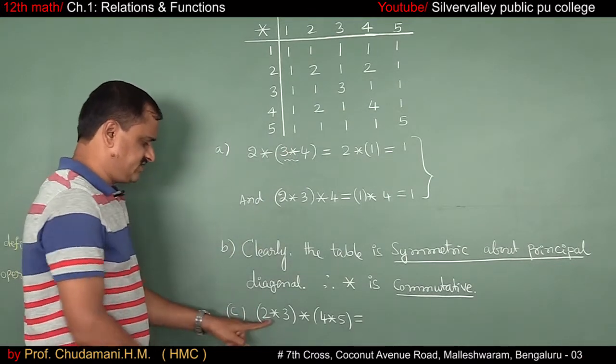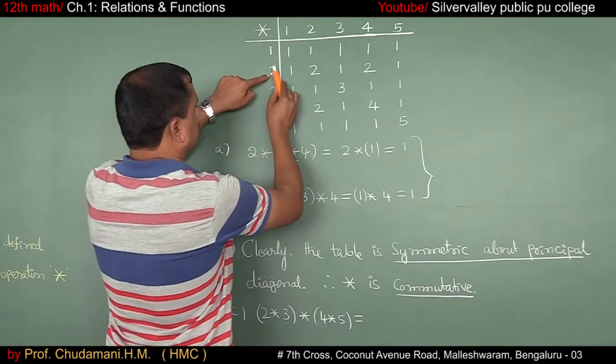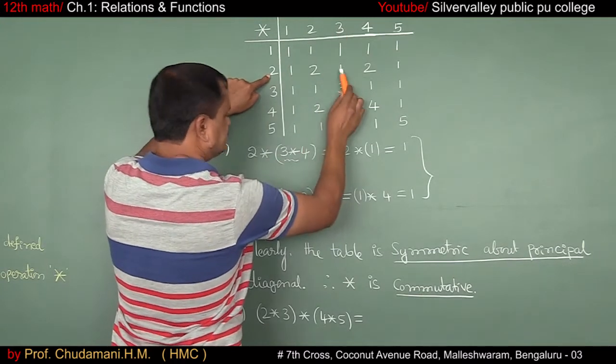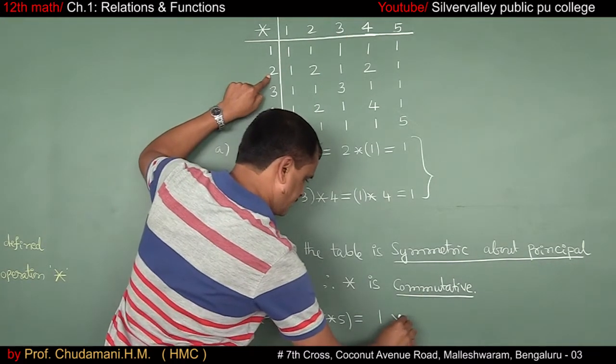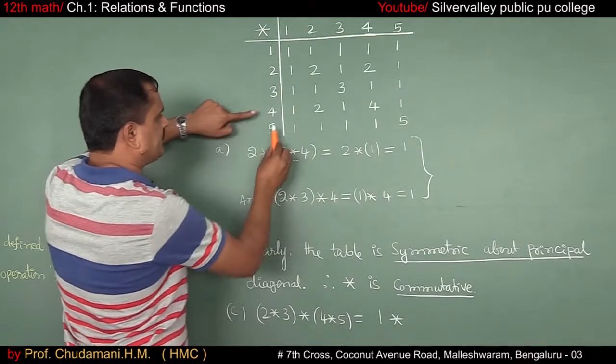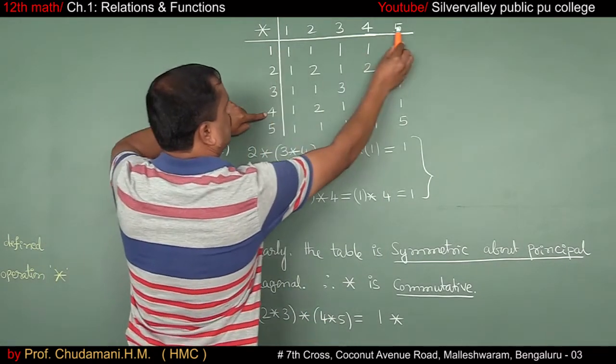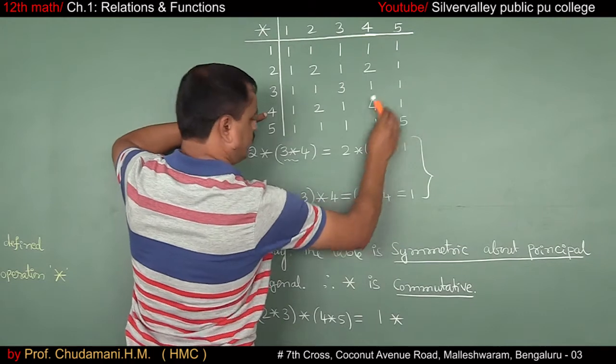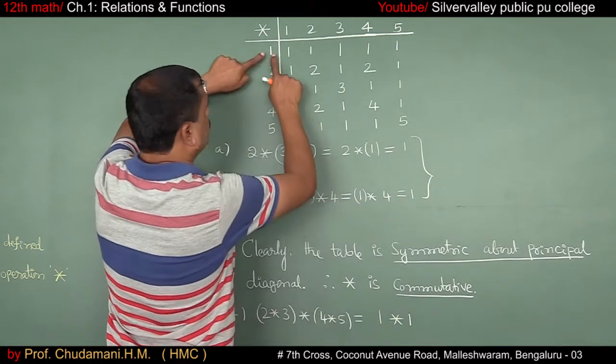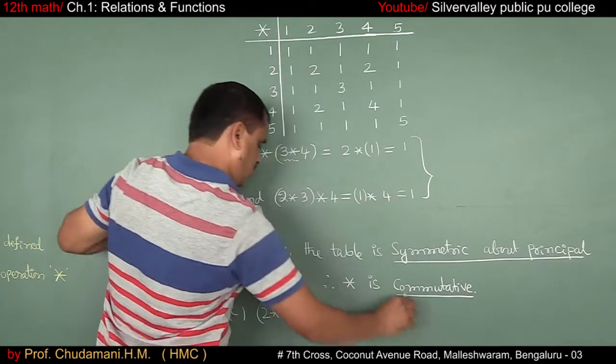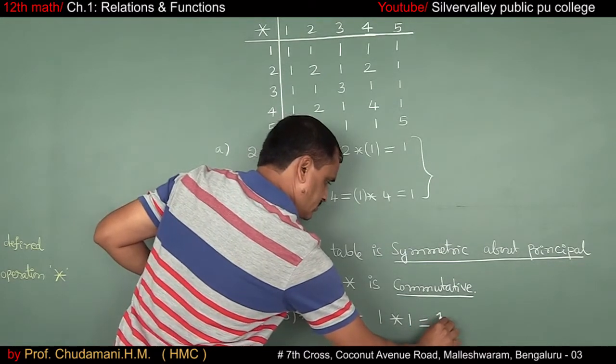Let us calculate this. 2 star 3, that is 1. Star 4 star 5. 4 star 5 means 1. Then 1 star 1 is 1 only. That's it.